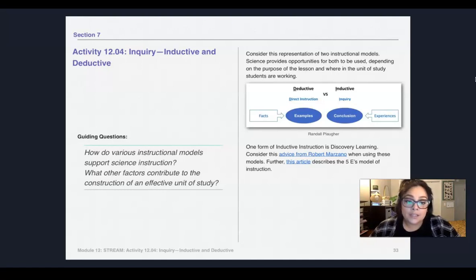When it comes to inductive, that is inquiry based. So that's creating experiences and asking a question and creating an experience where students can test the question out and then they arrive at the conclusion. So the great thing about science is that we get to use both of these types of models. And if you look at the 5E model of instruction, it really encompasses both of those instructional models.